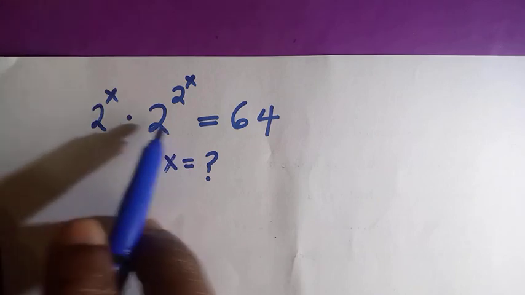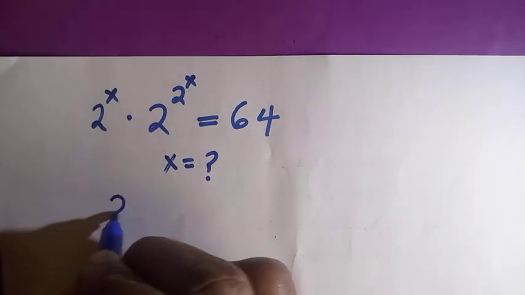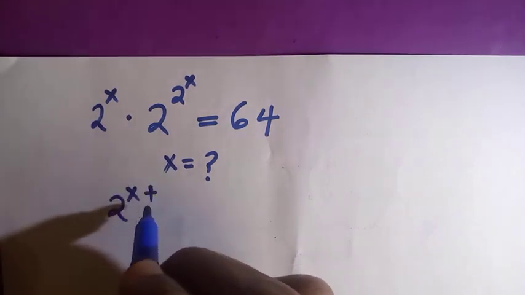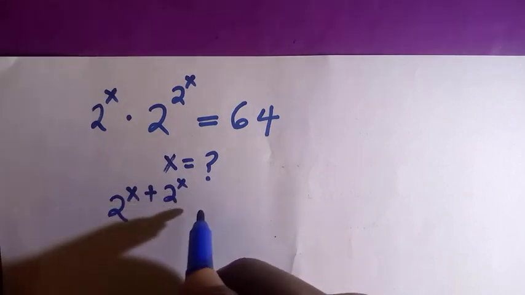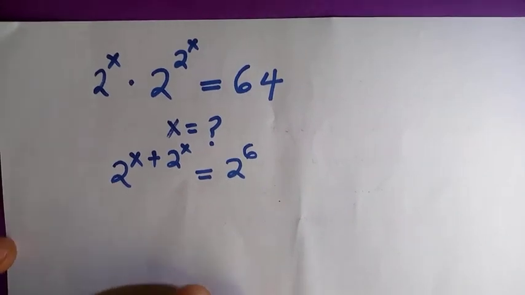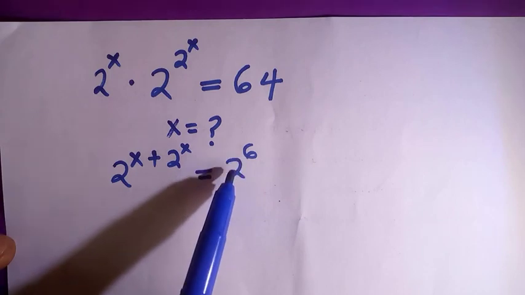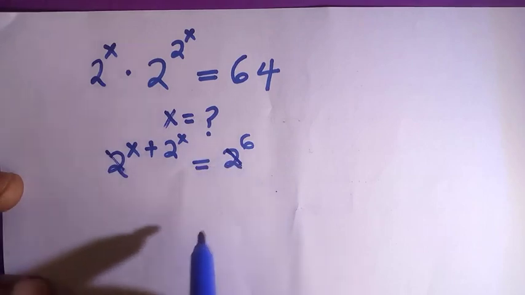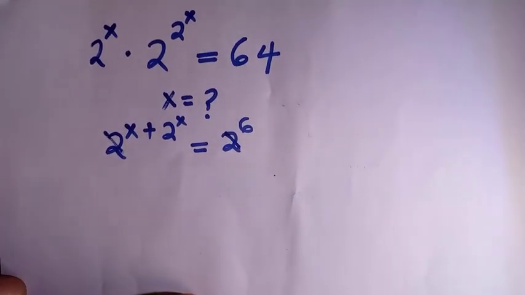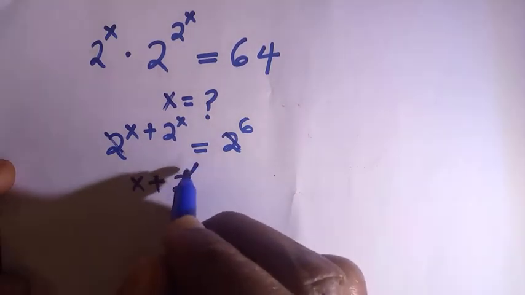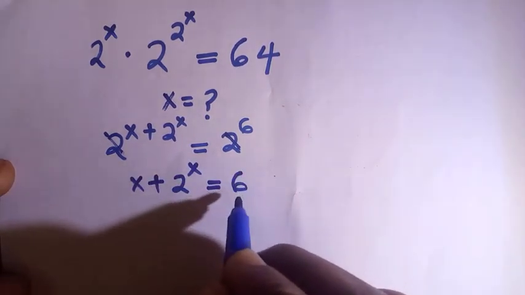Suppose these two have the same base, and if you combine them by the law of indices, this becomes 2 to the power of x plus 2 to the power of x equals 2 raised to the power of 6. And 2 raised to the power of 6 is the same thing as 64, by multiplying 2 six times, we get 64. Then we have the same base, it cancels, and the powers remain equivalent to each other, that is x plus 2 raised to the power of x equals 6.